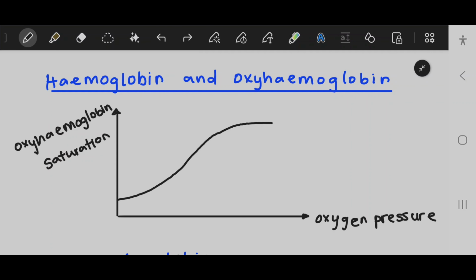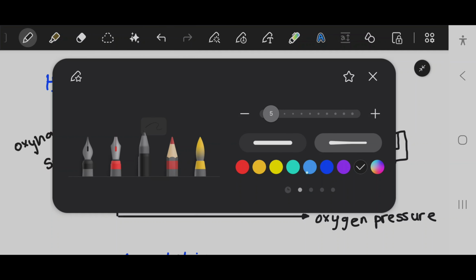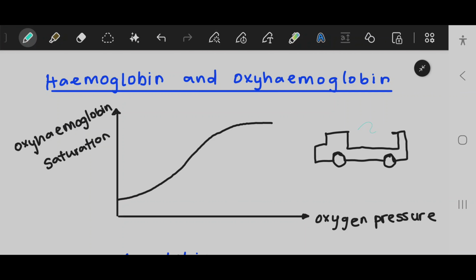So think about hemoglobin like a truck, right? We have a truck right here. Draw a little nice truck right here. And this truck can carry 3 oxygen molecules. 1, 2, 3. So the saturation is the amount of oxygen that it can carry. If this truck could only carry 2 molecules, then that would be a lower saturation at a given oxygen pressure.